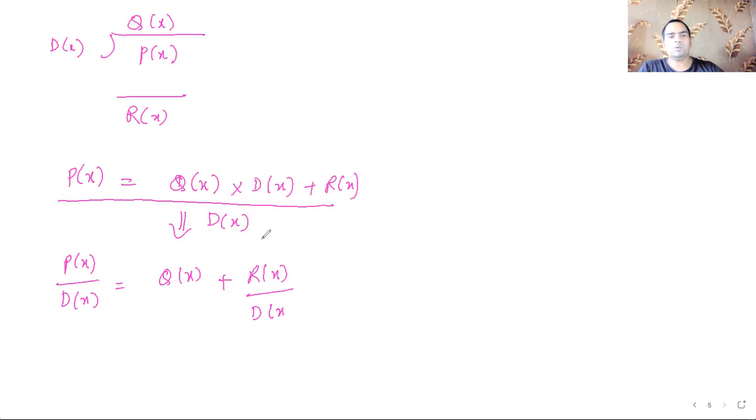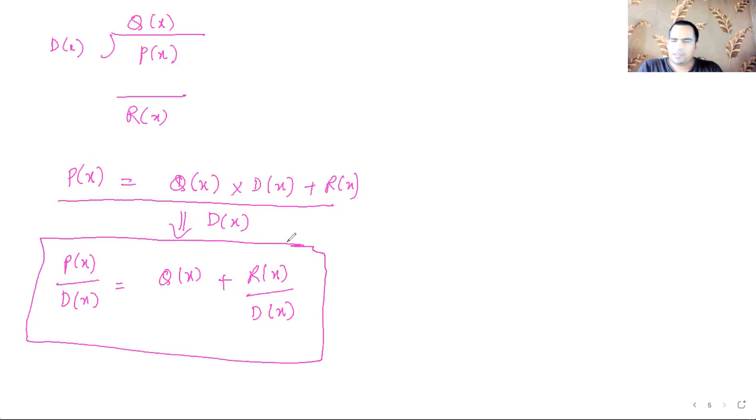This becomes one of the important backbones for the functions that we get. So P(x) over D(x) equals quotient plus remainder over divisor. Whenever you're dividing by a polynomial, it can be put into this structure.